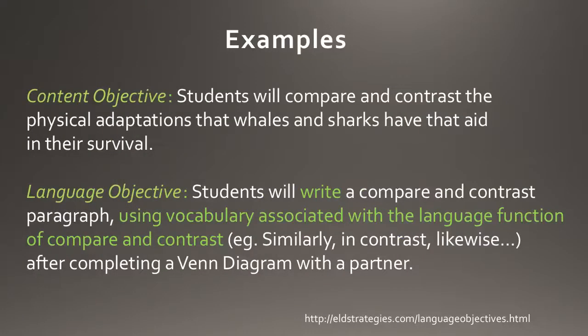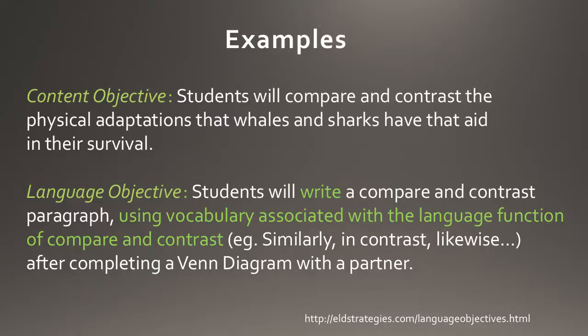So here, the content objective is that students will compare and contrast the physical adaptations that whales and sharks have that aid in their survival. So then we think, okay, what language does an English learner need to be able to do this? So the language objective is students will do what? Write a compare and contrast paragraph using what language? Using vocabulary associated with the function of compare and contrast, like similarly, in contrast, likewise, etc., after completing a Venn diagram with a partner.